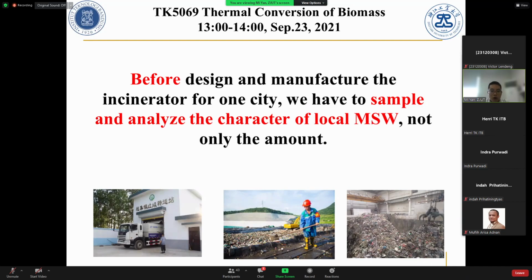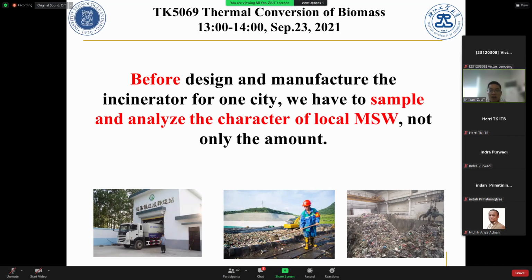For the amount, we already mentioned how to calculate it: how much population, and how much one person produces in one day, so we can calculate that. Because sometimes the collection is not complete, the generation is larger than the collection, so usually we just focus on the generation. But the amount is not enough. We have to know the heat value. We have to know the sulfur, nitrogen, and chlorine content in the MSW.